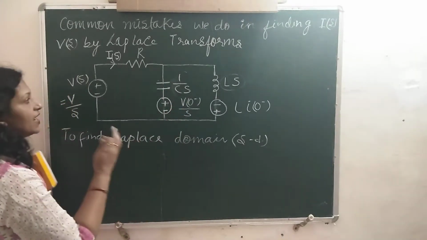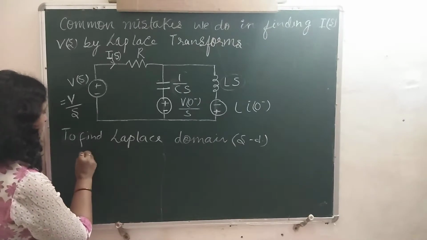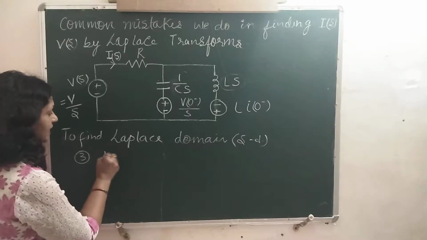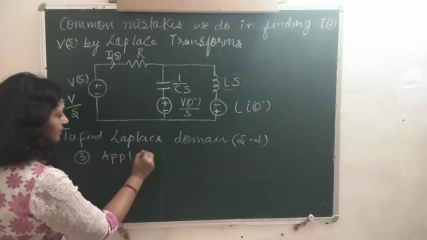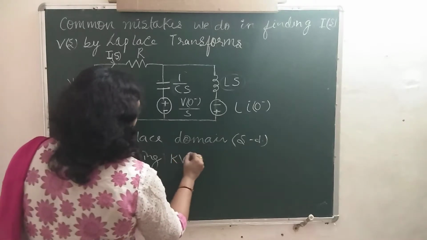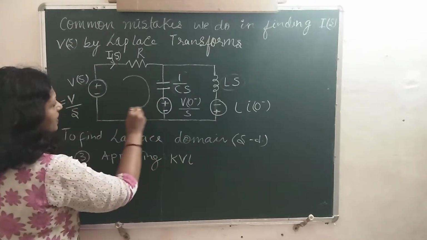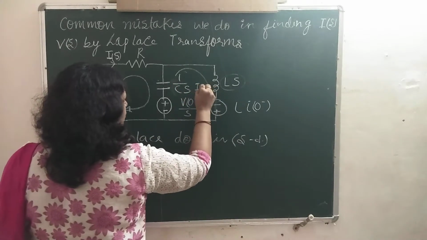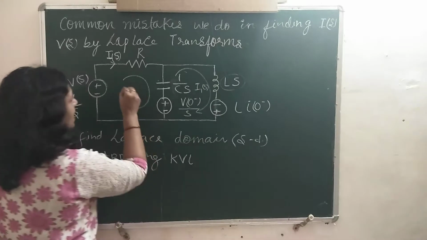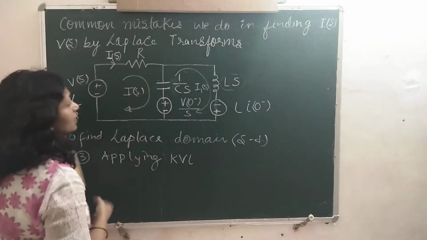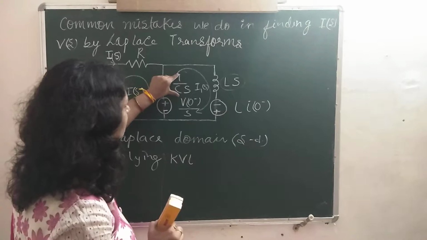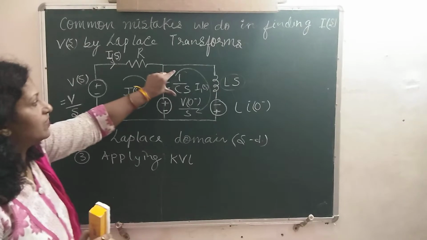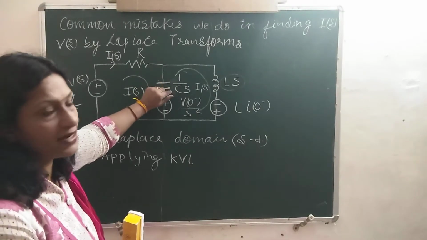So the third thing that we have to take care of is while applying KVL. When we apply KVL across the loops, here we will apply KVL two times because there are 2 loops. Suppose this is I1S and this is IS current. So this is not the voltage drop. When it is multiplied by this current, then it will become a voltage. This is just like an impedance.